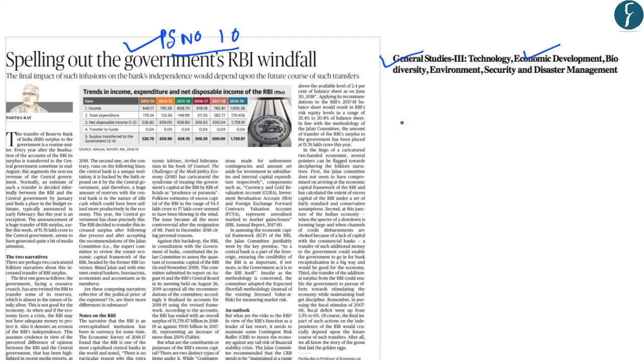a surplus. However, a second narrative is that RBI is a unique institution which is backed by the central government. And as such, a huge amount of reserves with the central bank is in the nature of idle cash which could be used for more productive uses in the economy. And that is why such a transfer was justified from the RBI to the central government. So in this background, the author has analyzed the recommendations of the Jalan committee which was created for such transfers from the RBI to the government.